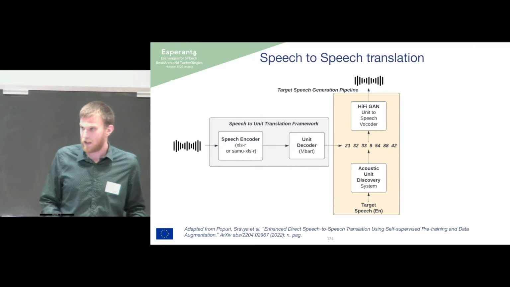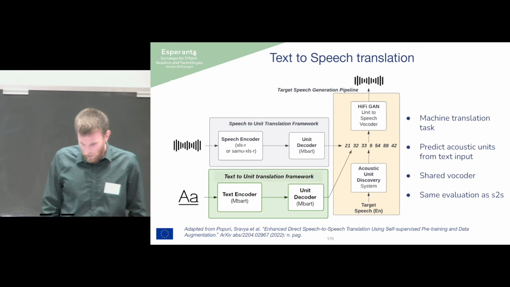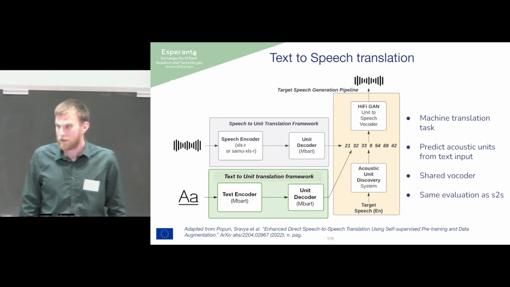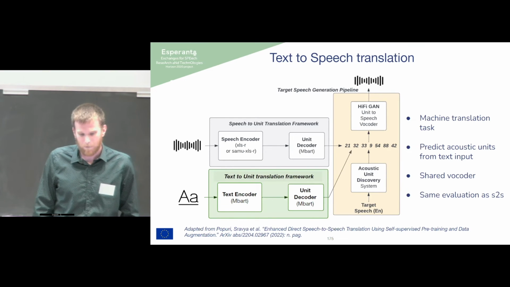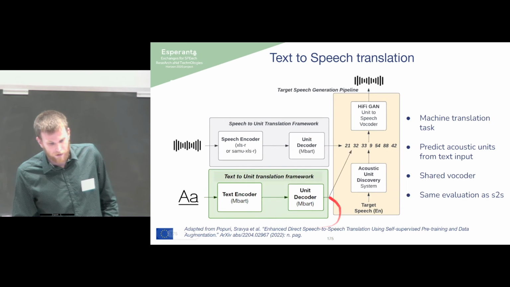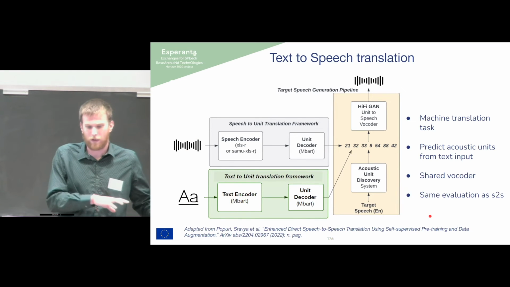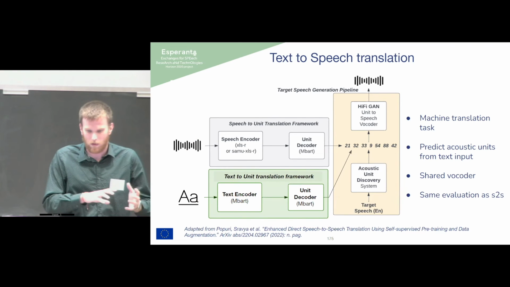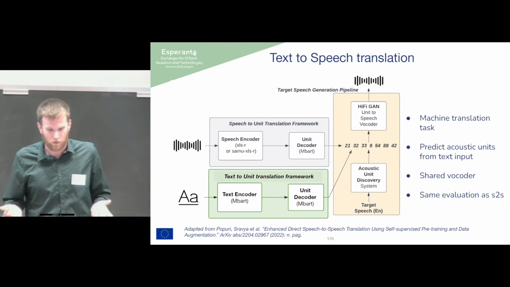So this is the previous speech-to-speech translation framework. And in order to go from text to speech, we are going to be using the same acoustic units, these acoustic units predicted from the target speech, and we are going to be incorporating this new branch here that will accept text as input and will try to predict the same units as an output. So this can be seen as a machine translation task where our input language is text, and our output language is these acoustic units, these discrete units.